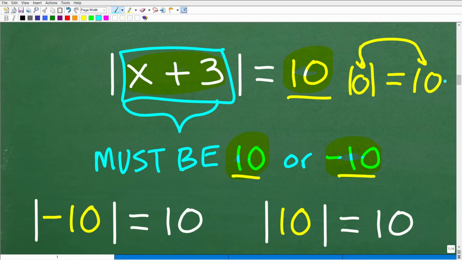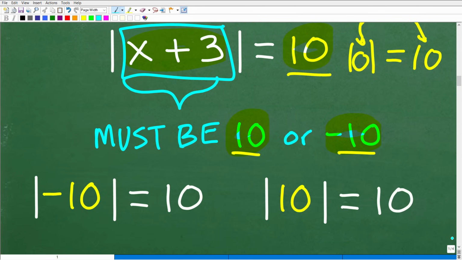And we already talked about that there's only two values that make this statement true. Okay, if the result of taking the absolute value of a number is 10, you can only get that result from negative 10 and 10.